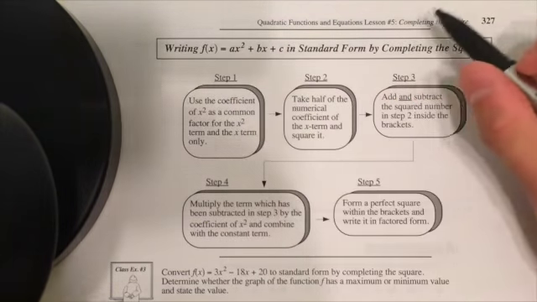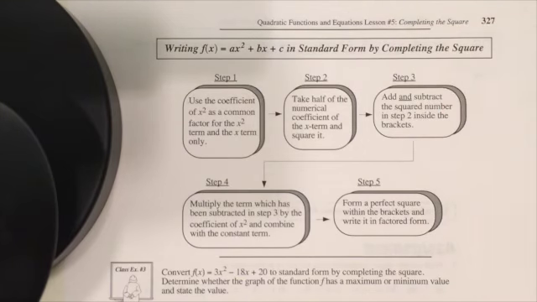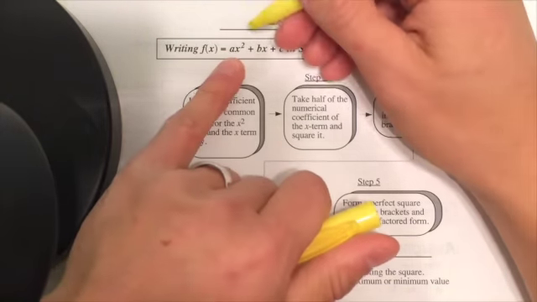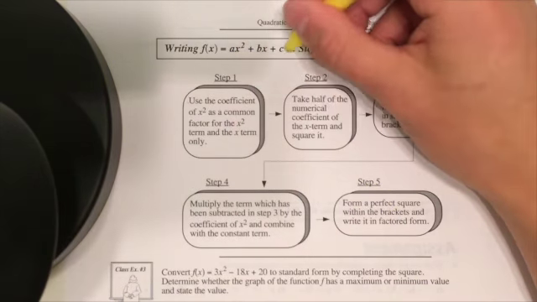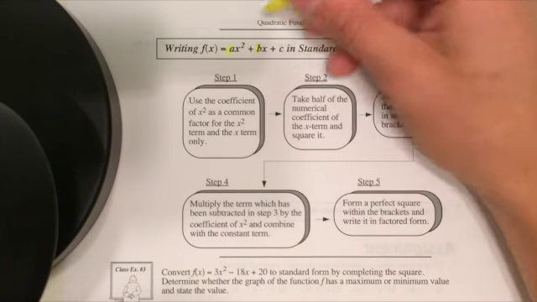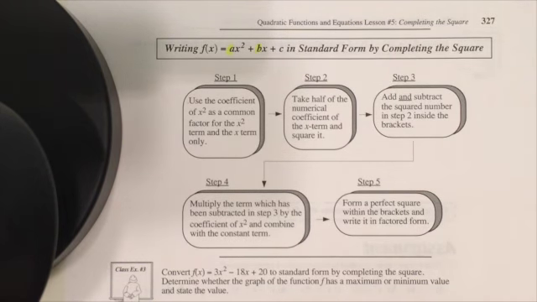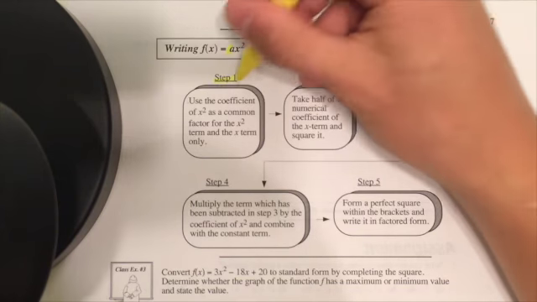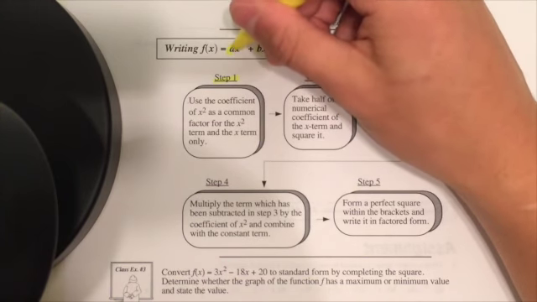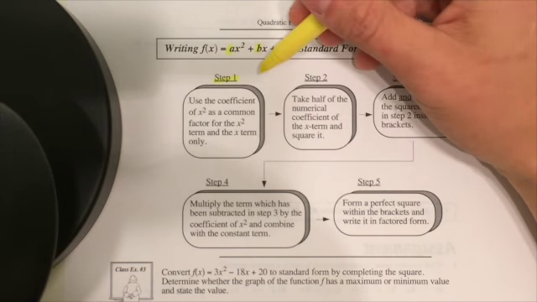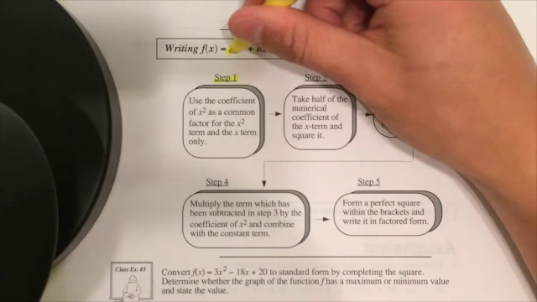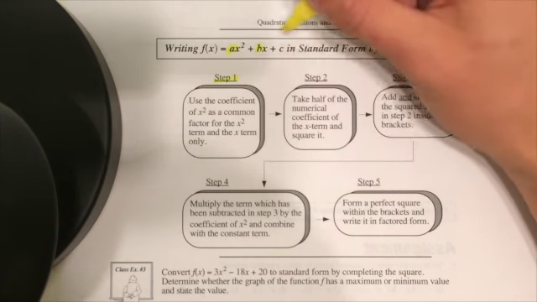Now, writing f(x) equals ax squared plus bx plus c in standard form by completing the square. What we did last time was we weren't working with the coefficient of x squared. Before, we were just looking at the coefficient of b, but now we have a and b. So let's look at these steps. First step is to use the coefficient of x squared, so that's going to be our a value, as a common factor for the x squared term and the x term only. So we want to use these two as common factors.